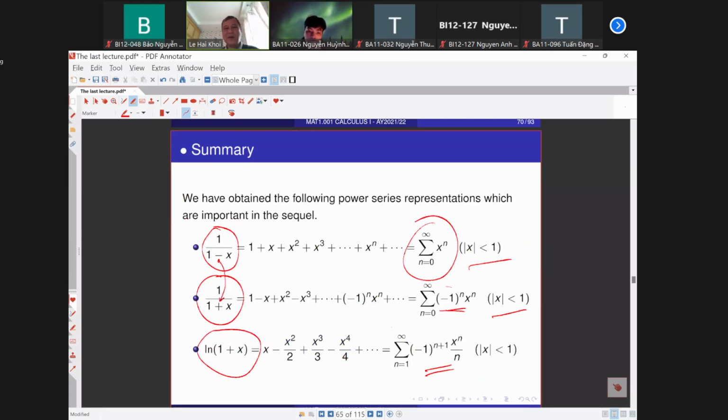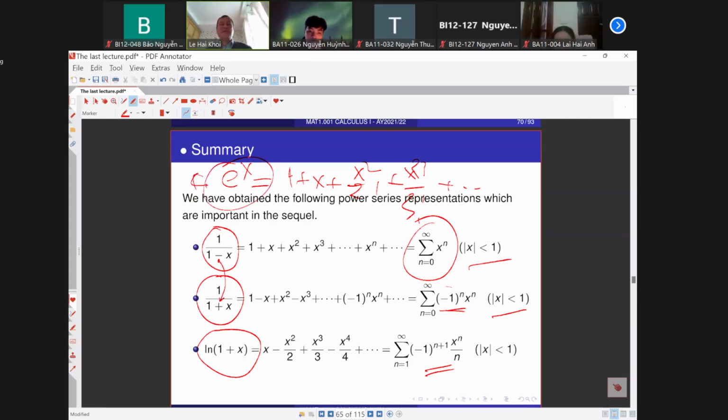Okay, so these three together with e to the power x, this with the factorial, then you have the fourth formula. For the left-hand side function, you can have a power series on the right-hand side. And remember these four.